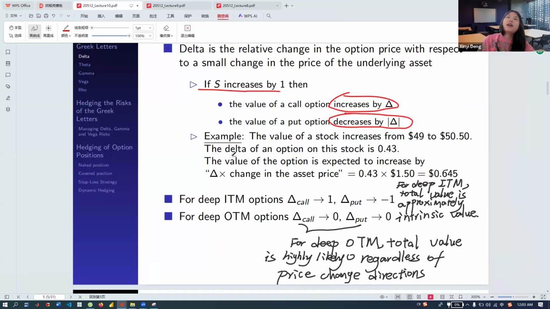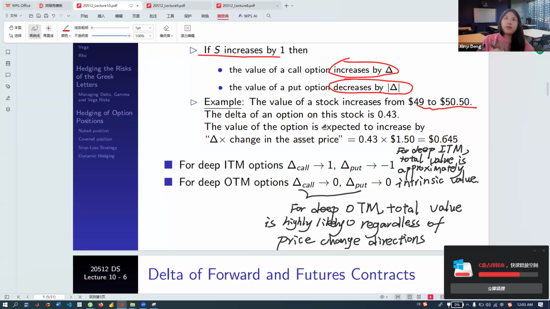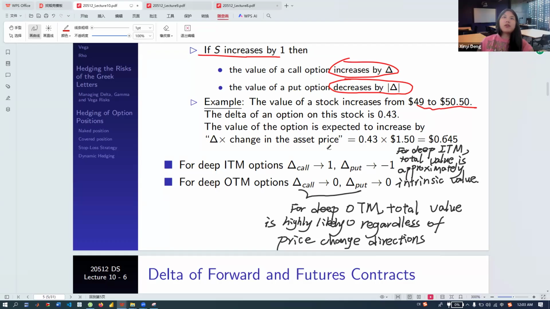For the specific example here, we know that the value of the stock increases from 49 to 50.5. We also know that the delta of an option on the stock is 0.43. So we first calculate the change in S. The change in S is just 1.5 points.